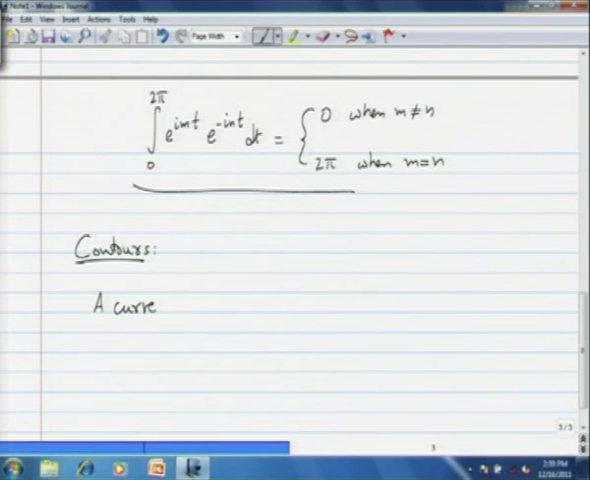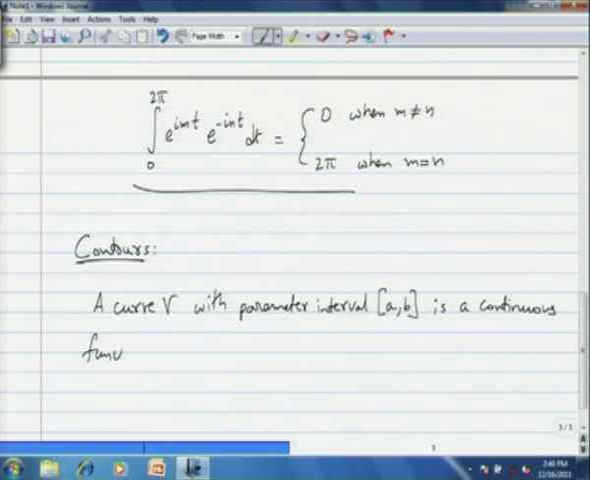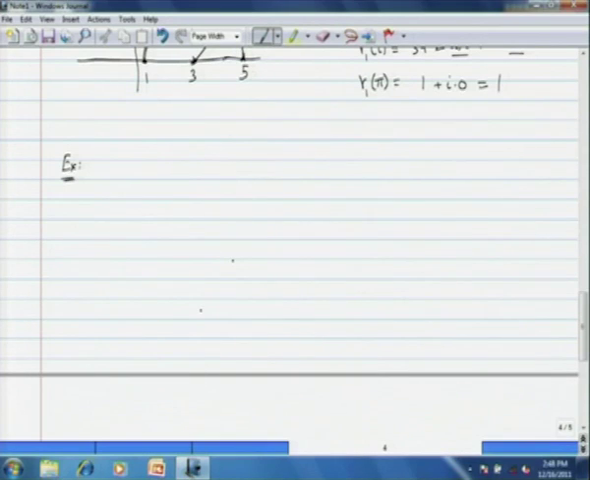A curve gamma, with parameter interval a comma b, is a continuous function gamma from [a, b] to C. So, we are defining a curve with this. Let us look at another example.